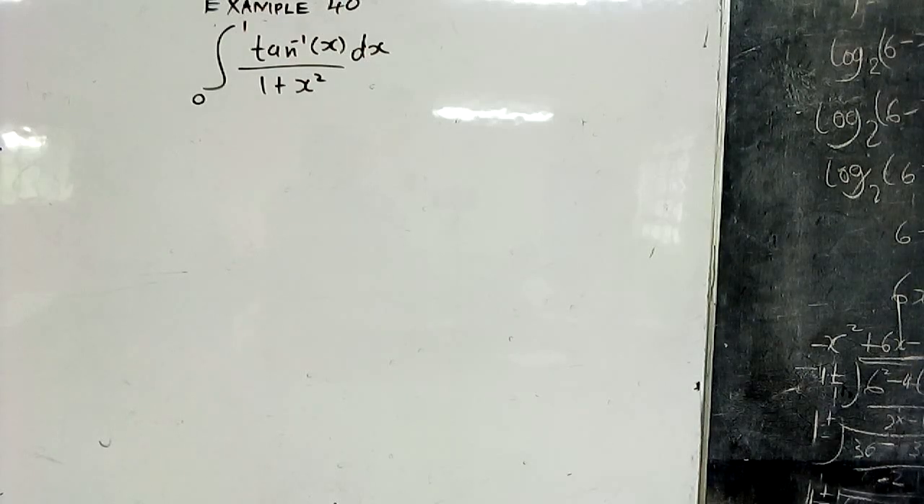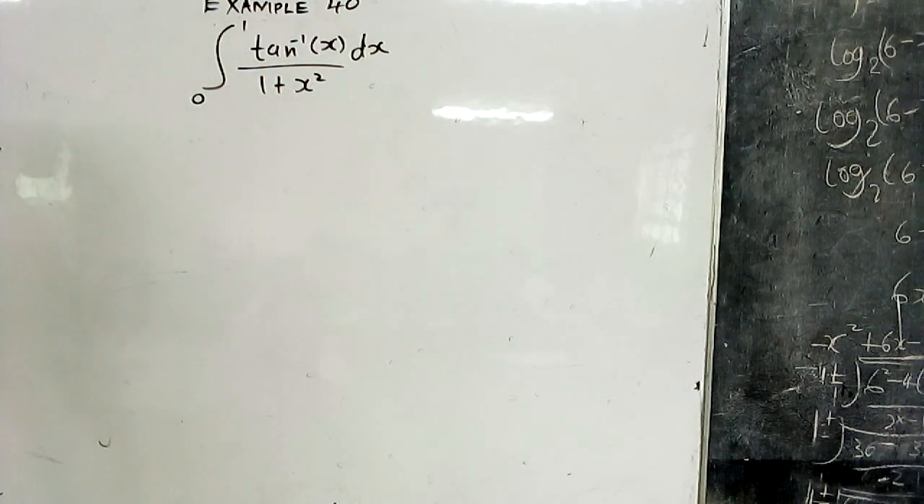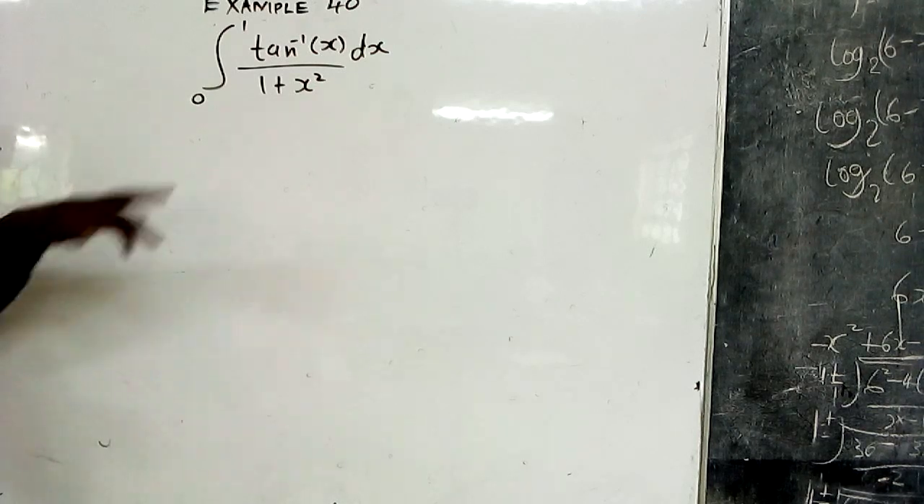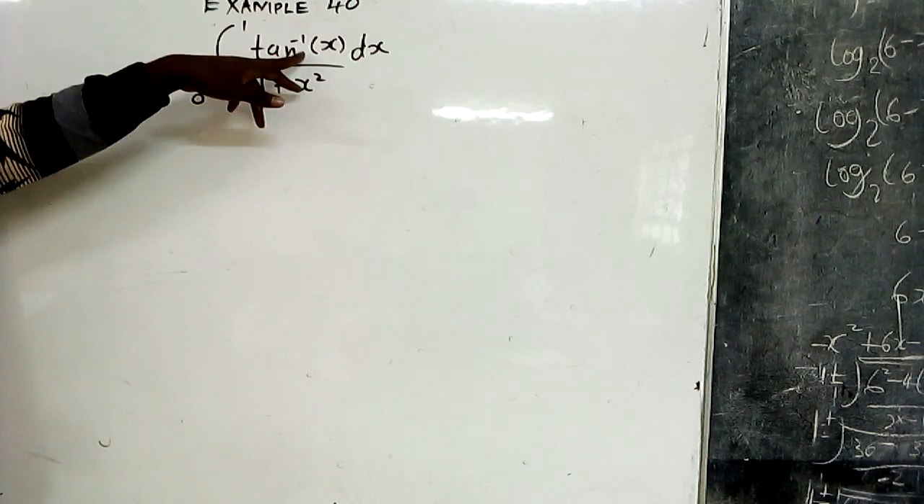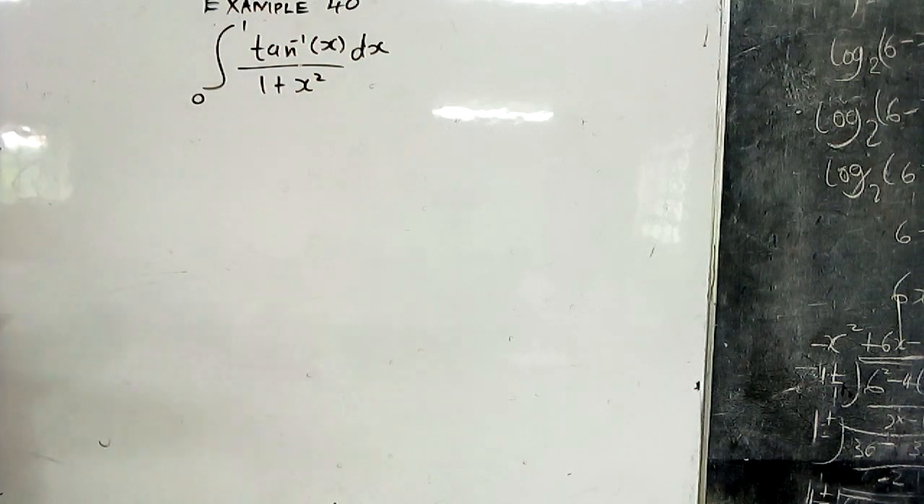So example number 40: integrate from the interval 0 to 1 of tan inverse of x dx divided by 1 plus x squared. So you can see the derivative of tan inverse of x is actually 1 over 1 plus x squared. So it means automatically this is algebraic substitution, isn't it?